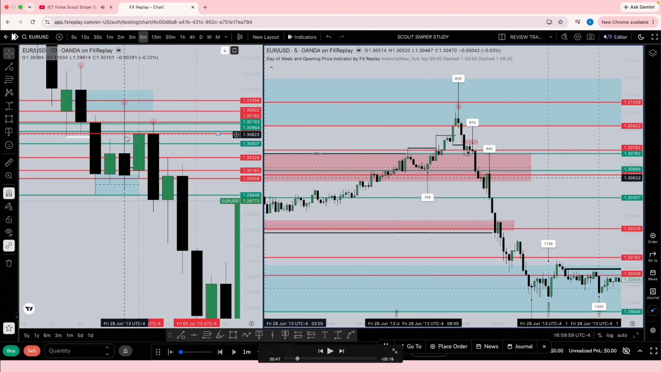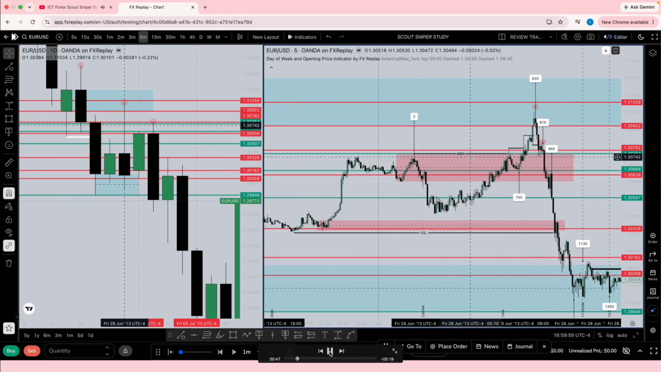This is a displacement and a body close. And we enter the trade right here off of this fair value gap right here. When it comes back up in here, take the trade right here, and we could target lower prices, target this blue area, target the lows here, target the lows here if we wanted to. Alright, that's that. Play price forward.